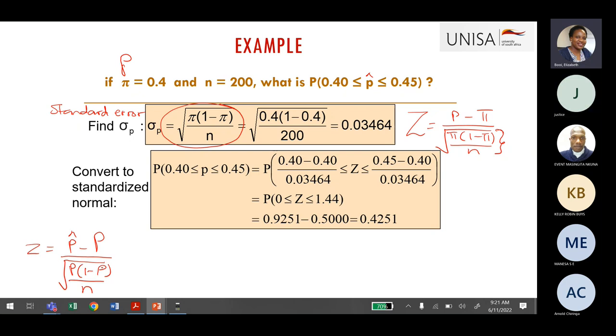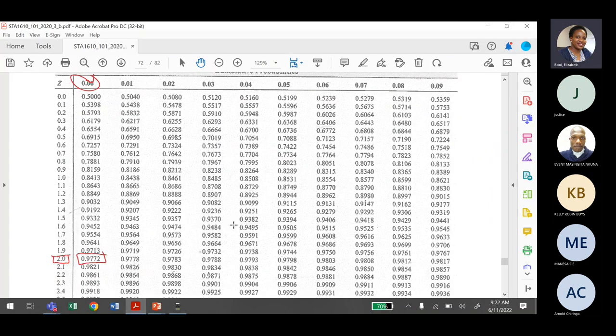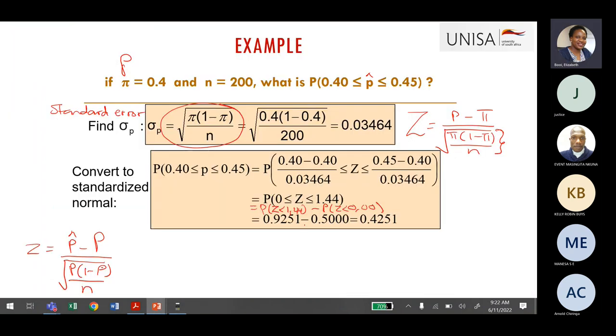Now, the next step, which is missing here, that you don't see, is that we said the probability of Z less than 1.44 minus the probability of Z less than 0.00. Then we went to the table, remember? We start with 1.44. We went to the table, 1.4 and 4 at the top, where they meet, we found 0.9251, which is the value that we found there.